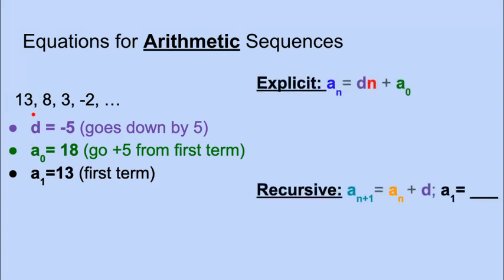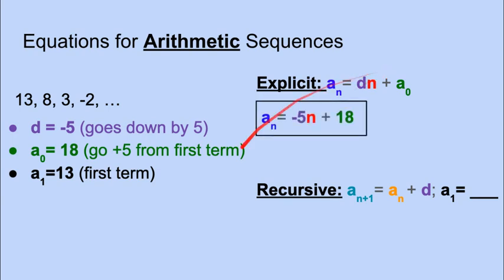So I just wrote the basic explicit equation and recursive equation, so you can pause if you'd like and try to fill it in. So for our explicit equation, we fill in our common difference and our 0th term, so we get a_n equals negative 5 times n plus 18.